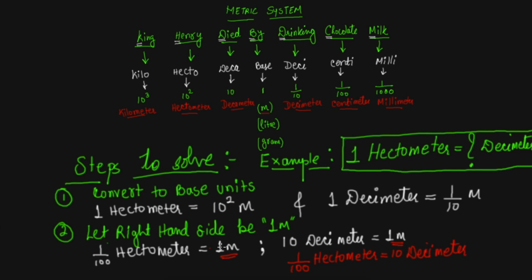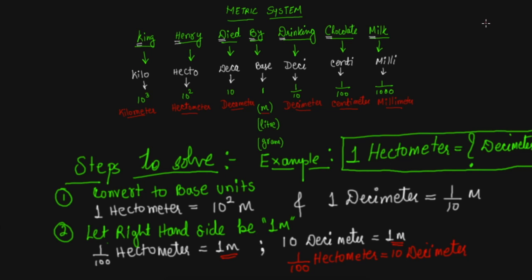Now let us make the right hand side the same. This is the left hand side, this is the right hand side of the equality. In both cases, let us make the right hand side as 1 meter. So what I did is I brought 100 down. It became 1 by 100 hectometer is equal to 1 meter. And in this case, it became 10 decimeter is equal to 1 meter. Now since the right hand side of both of these values is the same, the left hand side should also be the same. So I wrote 1 by 100 hectometer is equal to 10 decimeter.